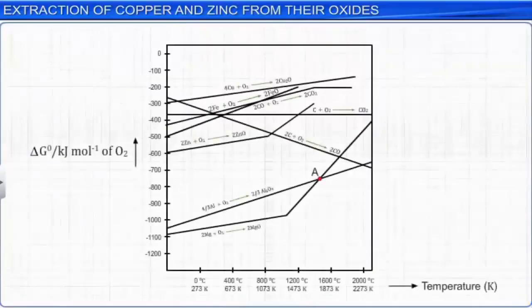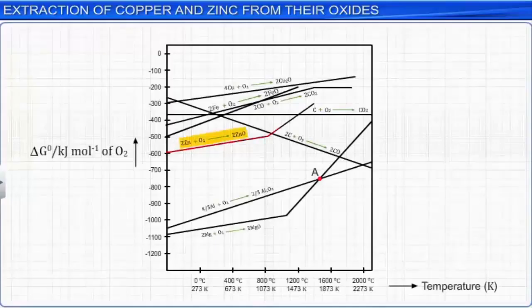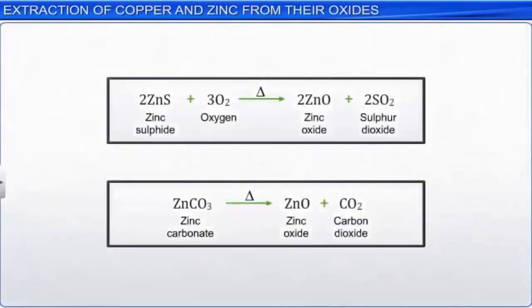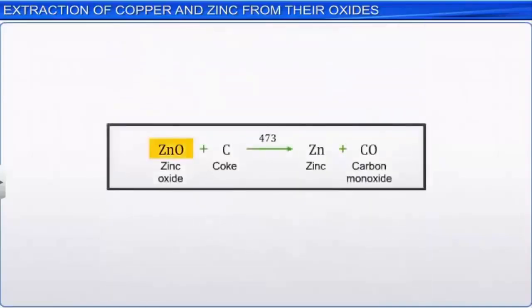As can be seen from the Ellingham diagram, the reduction of zinc oxide to zinc occurs at a higher temperature than that required for the reduction of copper oxide to copper. Coke is used for the reduction of zinc oxide. Depending on whether sulfide or carbonate ores are used for the extraction, the concentrated ore is either roasted or calcined. The zinc oxide obtained after roasting or calcination is reduced to zinc in vertical retorts.